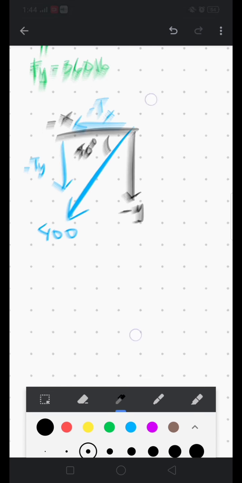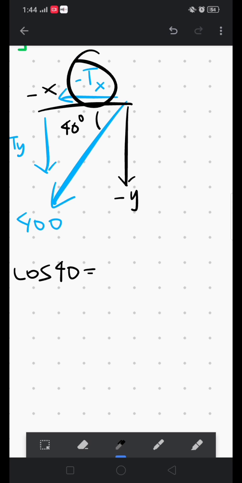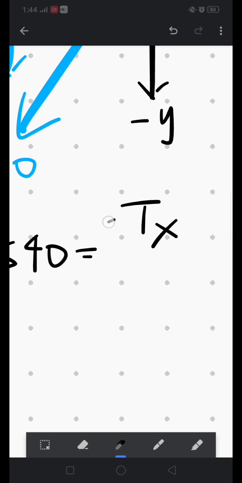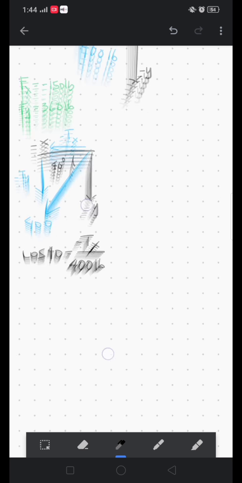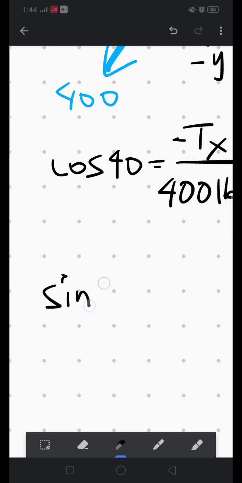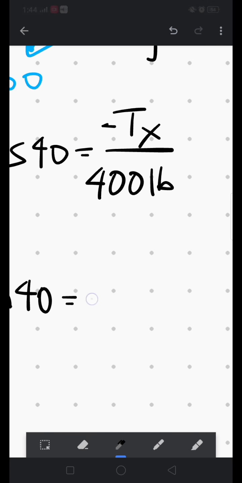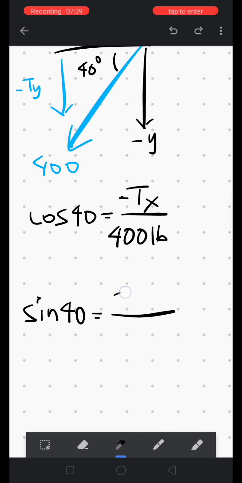We use cosine of 40, and basically it's negative Tx over 400 pounds. And the sine of 40 is equal to negative Ty over 400, opposite over hypotenuse.